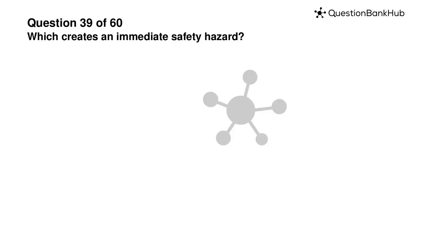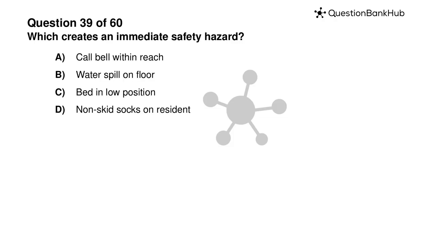Question 39. Which creates an immediate safety hazard? A. Call bell within reach. B. Water spill on floor. C. Bed in low position. D. Non-skid socks on resident.